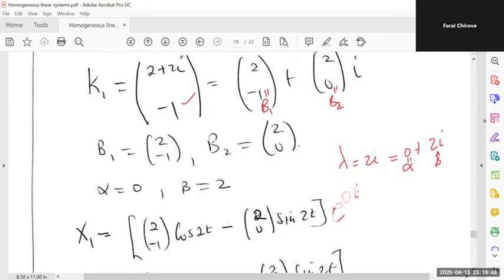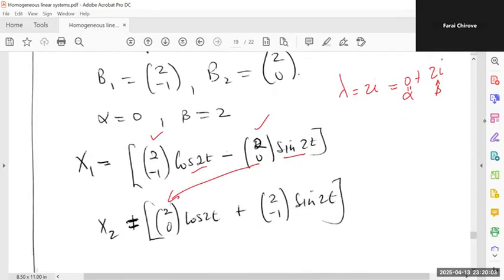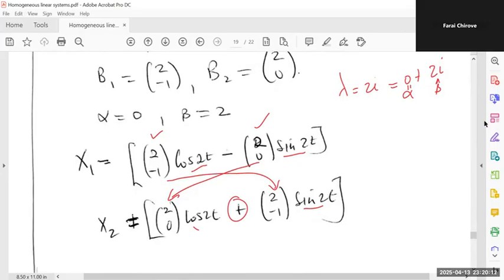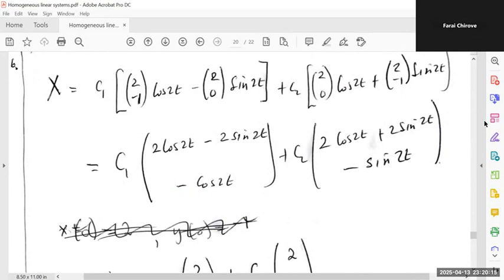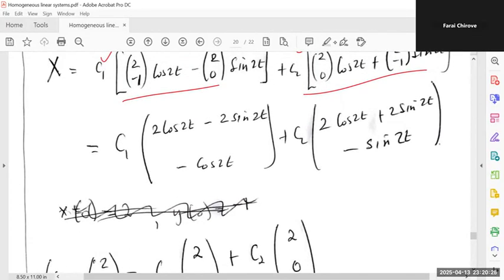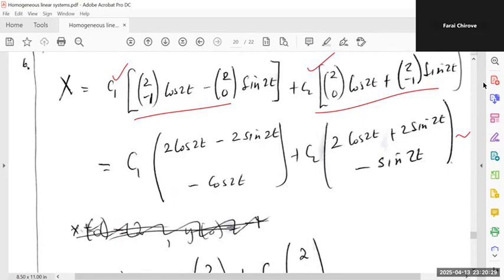So I'll then go and say, from the formula of observations, we see that x1 is equal to b1 cos 2t minus b2 sin 2t. And then x2 starts with b2 cos 2t, but it's now added to b1 sin 2t. And as a result, my solution now becomes C1 times X1 plus C2 times X2. If you want to expand, you get this, but you could leave it there.